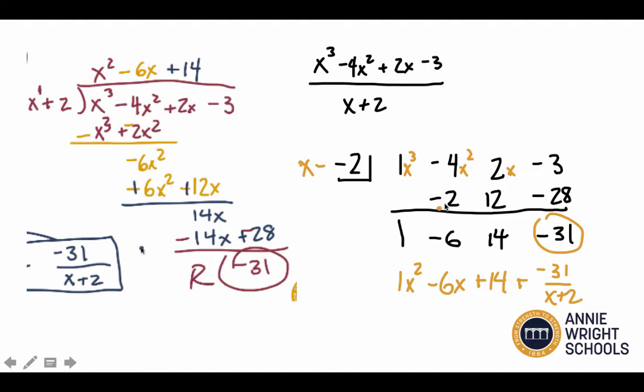And then look where these numbers are. Do you see the negative 6 right here? Negative 6. Do you see the 14 right here? Do you see the negative 28? Right? Do you see the 12? Do you see the negative 2x? All of these numbers are in this little shortcut. It just doesn't have all this mess here. Good?